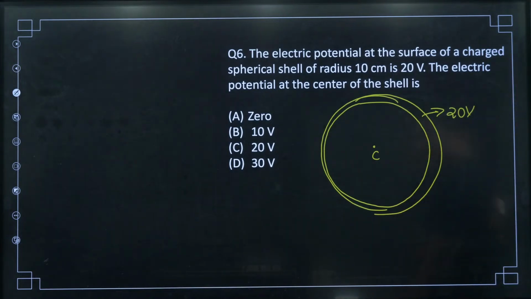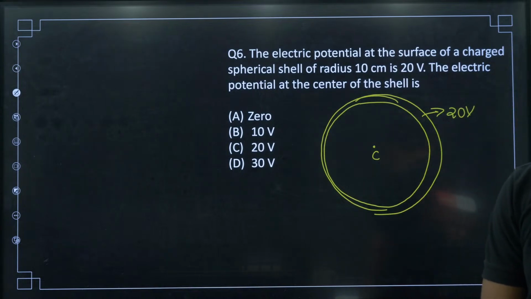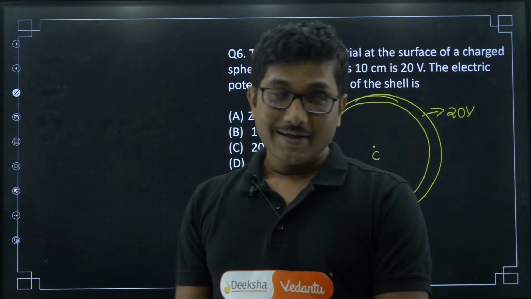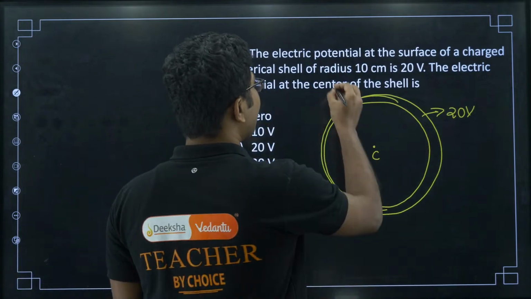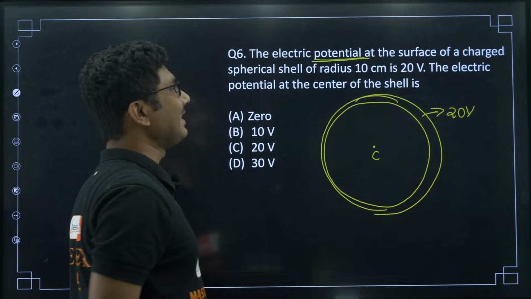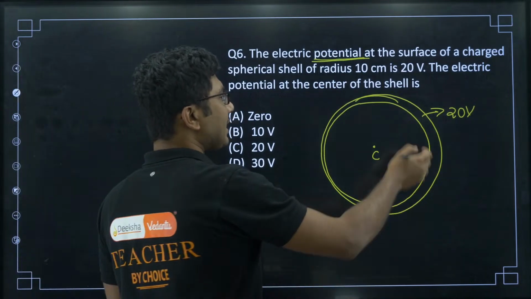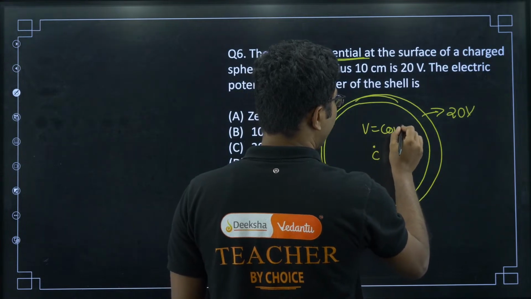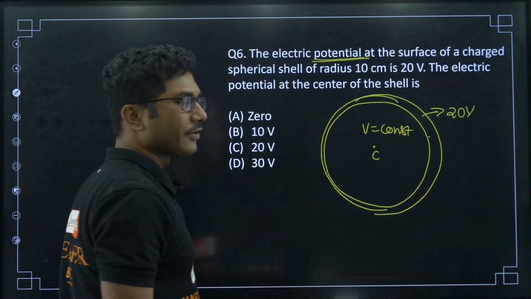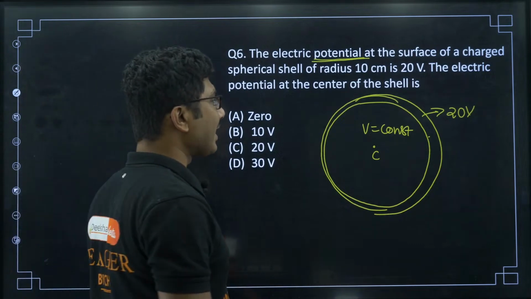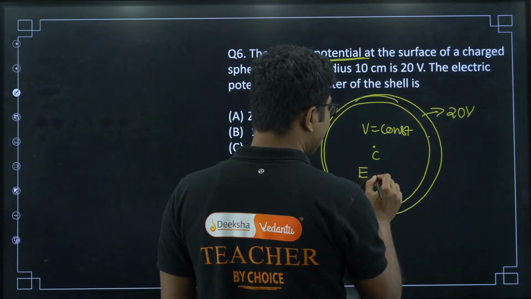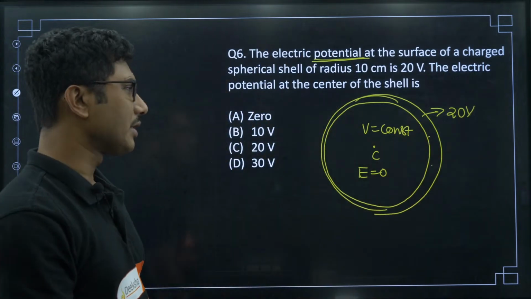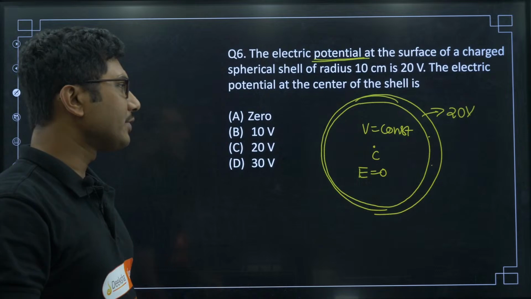Six A, 6C, 6A and 6C. People are confused between 6A and 6C. So, let us see. This is talking about what? Potential, not electric field. Potential inside a conductor is always constant up to the surface, whereas electric field inside is 0. Just from the surface, outside the surface, it gives you some value.